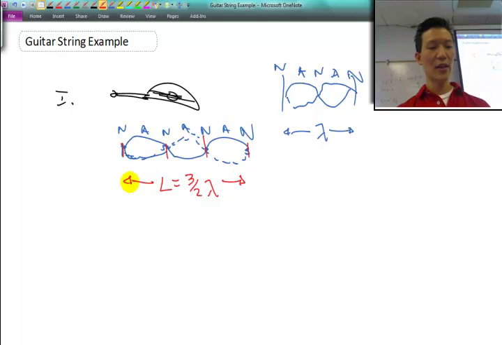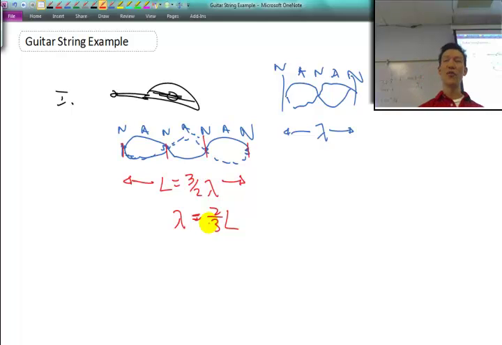You see that? Therefore, the wavelength is equal to what? 2/3 the length of that string. That's the key: you need to find the wavelength before you can then find the velocity and all that good stuff. Okay? So why is it 2/3 the length? If it's 1.5 wavelengths here, then to solve for wavelength you divide both sides by 1.5, which is the same as multiplying by the reciprocal, 2/3.